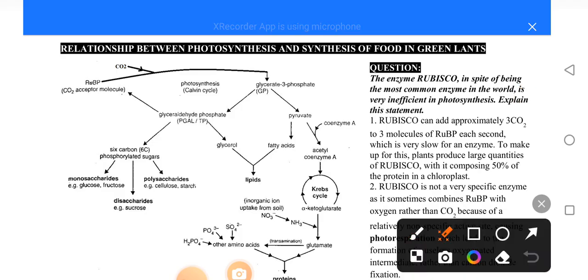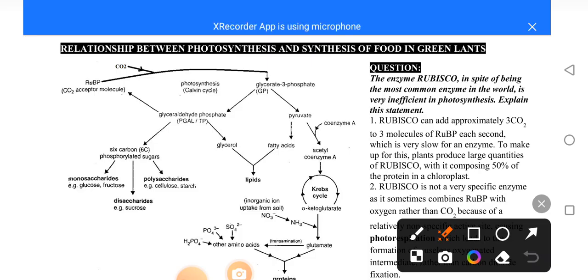We are beginning from where there is RuBP. We say that RuBP is a carbon dioxide acceptor molecule. In the presence of carbon dioxide, it forms what we call the glycerate 3-phosphate, which is the GP, and this occurs in photosynthesis, or what we are calling the Calvin cycle.